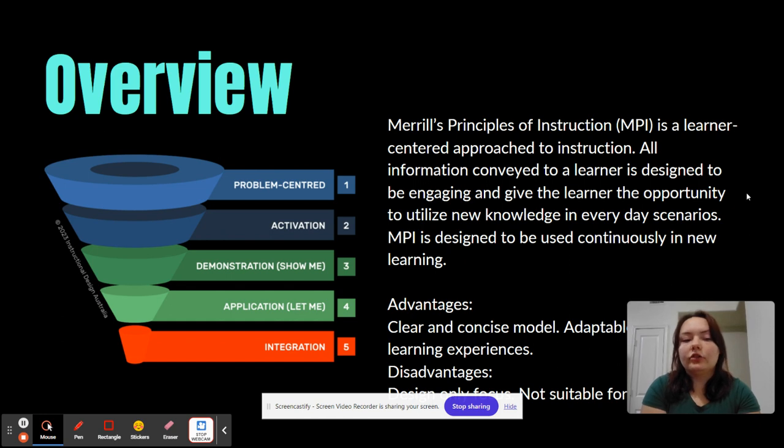One of the disadvantages is that it is a design-only focus, so it's not suitable for all learners. Due to it being a design-only focus, it does not describe how learners acquire knowledge, and there's not a lot of room to do evaluation to fix performance gaps.